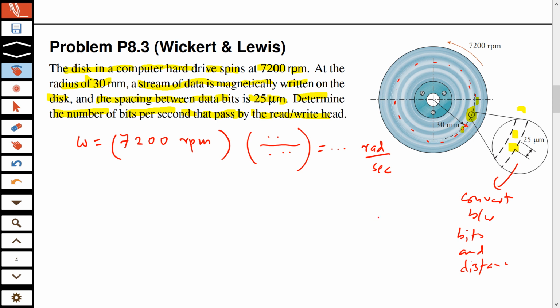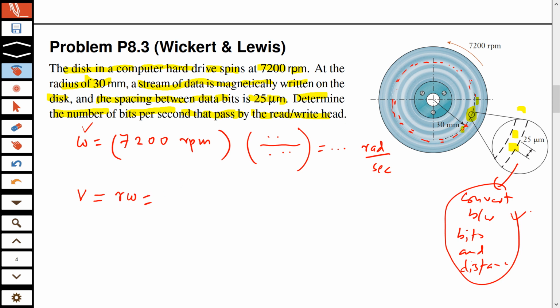Okay, but this omega will not help us because this conversion is in terms of distance. So first we need to convert this omega into some kind of distance. You know that the linear velocity will be important for us, because linear velocity is the distance traveled along the circumference. So this will be r times omega.